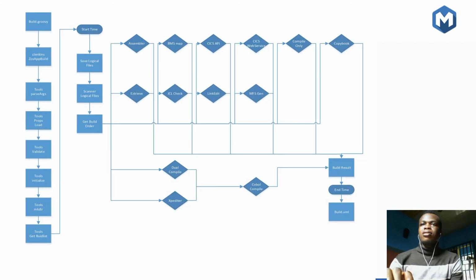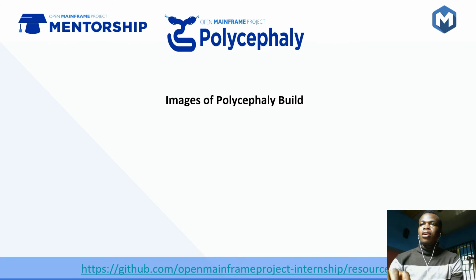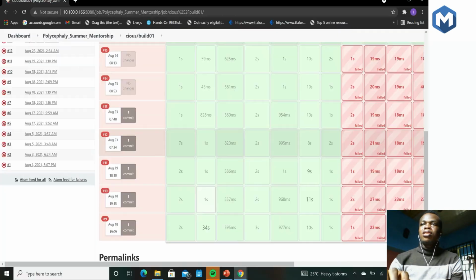Okay, so this is the workflow. As you can see, it starts from the build.groovy and executes up to the point where it builds the application and then returns an email to the developer. So these are the images of what we worked on. This actually is a sample build for the month of August.